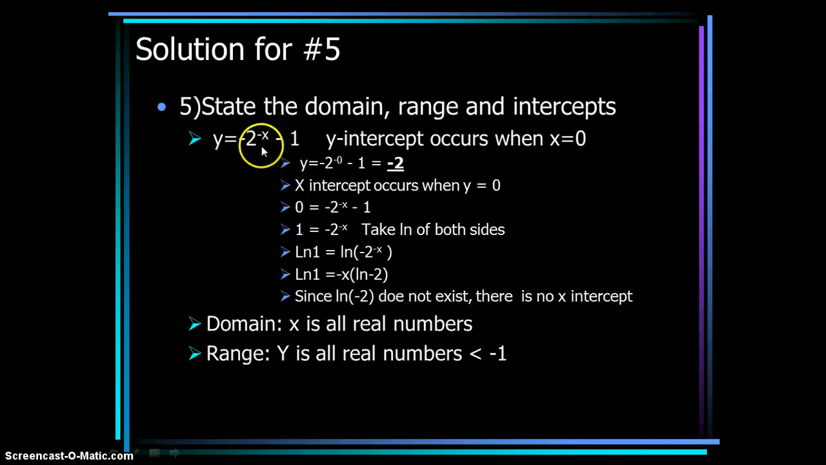The only other thing we have to check here is if x is a negative number. If x is a negative number, then this becomes a positive exponent, and 2 raised to a positive exponent is going to be a large number, but the negative sign makes it negative, which means that it's still going to be a negative number minus 1, so it's still going to be less than negative 1. So in short, this will never be greater than negative 1.